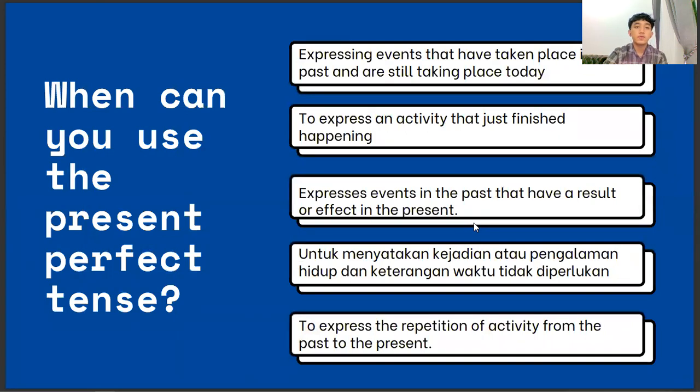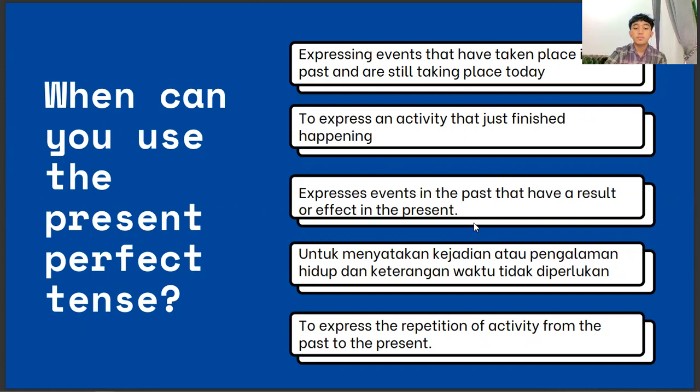When can you use the present perfect tense? First is expressing events that have taken place in the past and are still taking place today. Second is to express an activity that just finished happening. Number 3 is express events in the past that have a result or effect in the present.